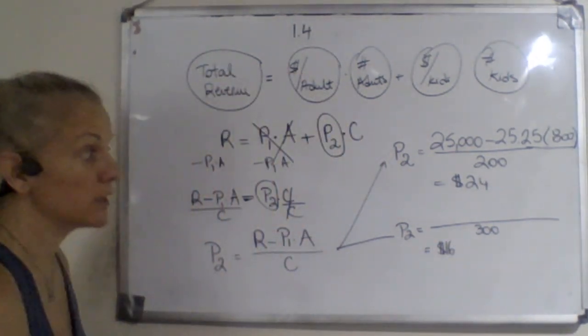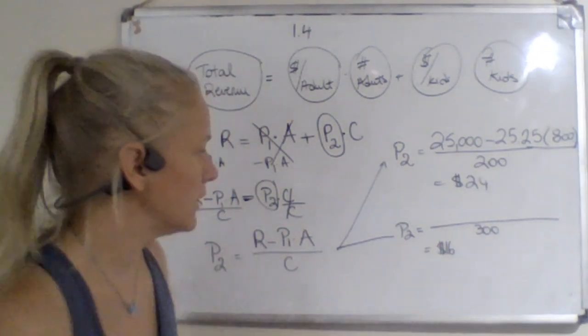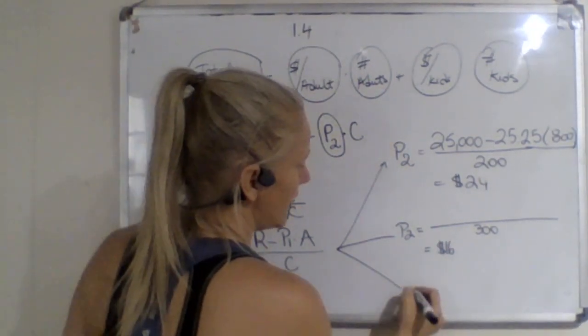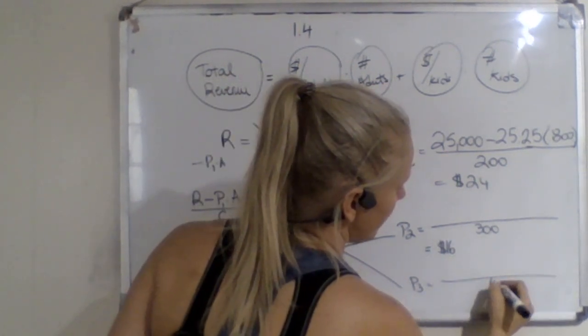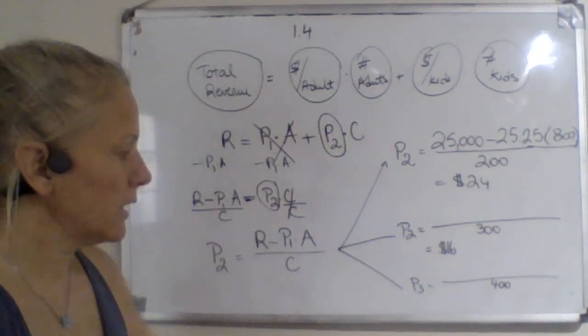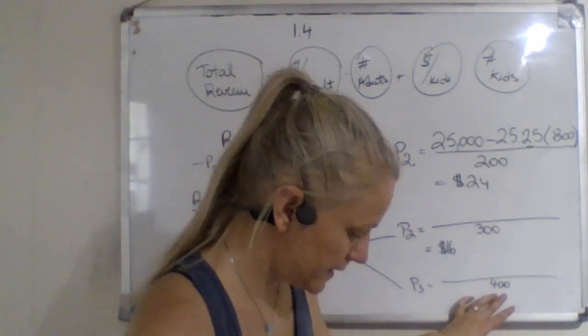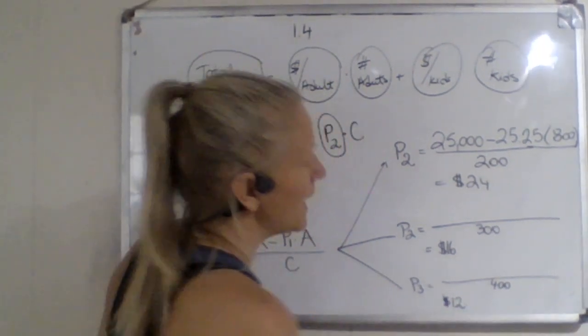If we get $300 kids to come in, then we only have to charge $1,600. And then again, for the last one, for P3, is the exact same thing on the top divided by 400, right? It's the exact same top, but now we're having 400 kids coming in, which this would come up to $12. I'm just lazy.